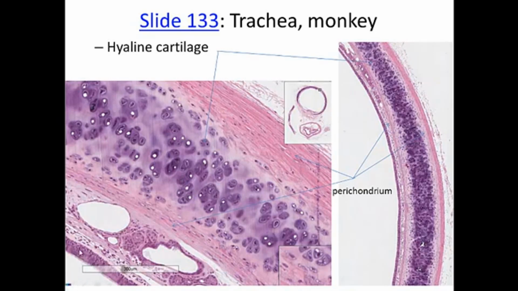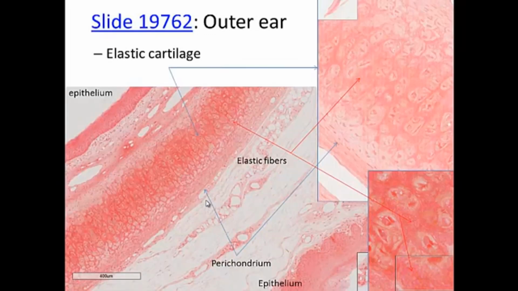This is epithelium on the surface of the trachea that we see right in through there. That would be respiratory epithelium, and then we have dense irregular connective tissue here on either side of the perichondrium.